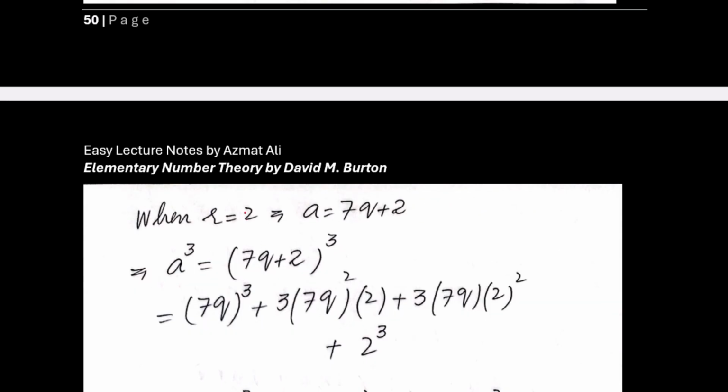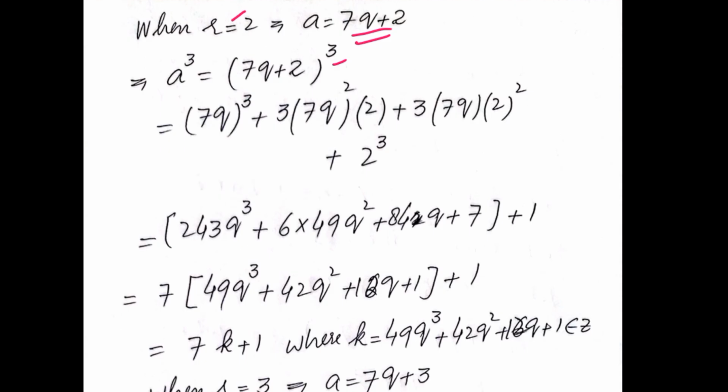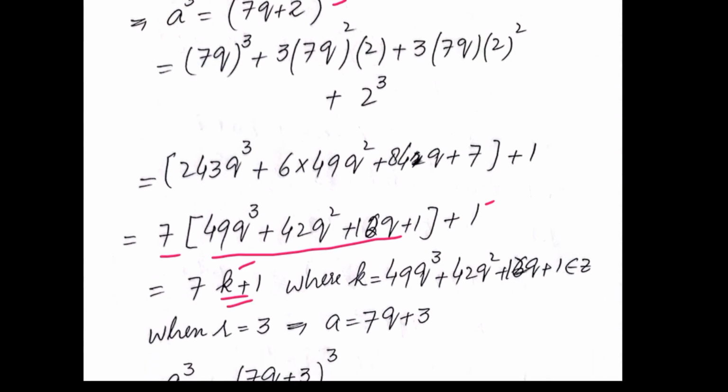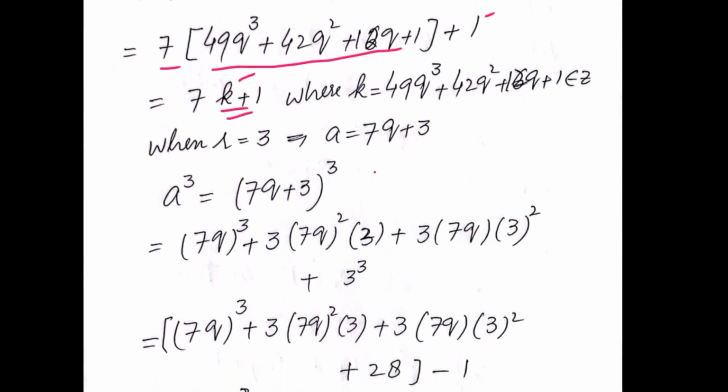When your remainder r is 2, we have a is equal to 7q plus 2. By taking cube on both sides and after expanding the cube, considering the first 3 terms and taking 7 as a common, we have this form, and say this is equal to k. Similarly, this has the form 7k plus 1. When your r is 3, your a is 7q plus 3.